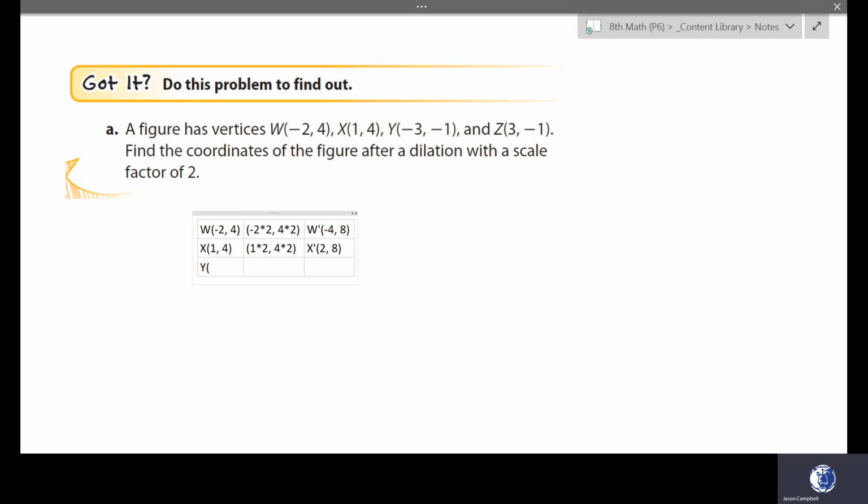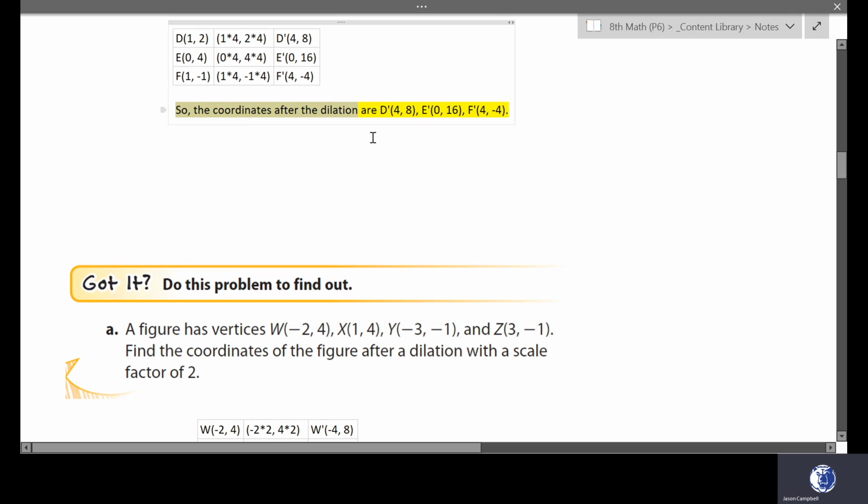Y was -3, -1. So I'm going to do -3 multiplied by 2 and -1 multiplied by 2 to get my Y prime coordinates of -6, -2. Finally, Z is located at 3, -1. So I'm going to do 3 multiplied by 2, and then I'm going to do -1 multiplied by 2 to get my Z prime coordinates at 6, -2.